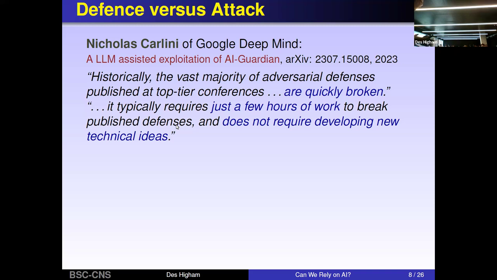So there's a research game of cat and mouse going on between defense and attack, and it does seem as though the attack world always seems to get the upper hand. So there's no guaranteed way to defend against these attacks at the moment.